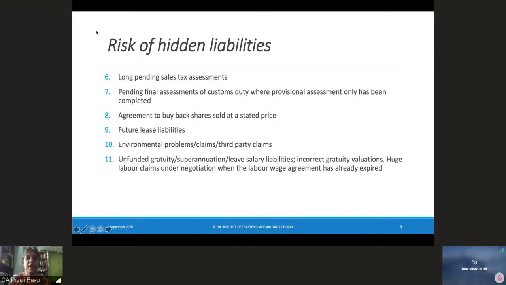So these are important: superannuation, leave salary liabilities, those kinds of things. Also incorrect gratuity valuations, labor claims under negotiation. They have not modified, they are not as per the labor rules. They are not making payment as per the labor law, and somebody has complained. So there is a case going on with the labor authority, and on top of it, they say that if you want to continue with the factory, you make the changes immediately.